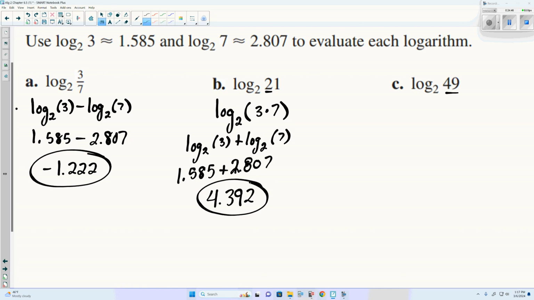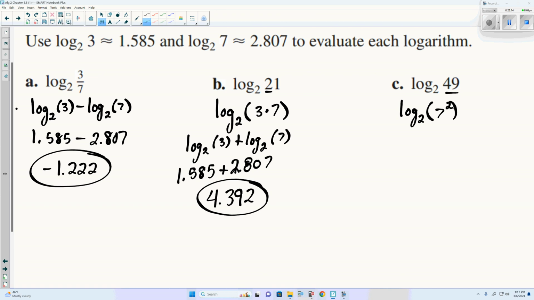Questions on A or B? Are you ready for C? So how can we rewrite 49 using 3 and or 7? This is 7 times 7, or 7 squared. But 49 is indeed 7 squared, yes?